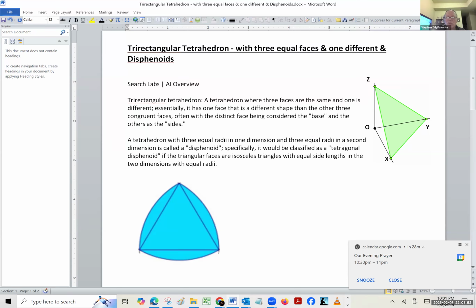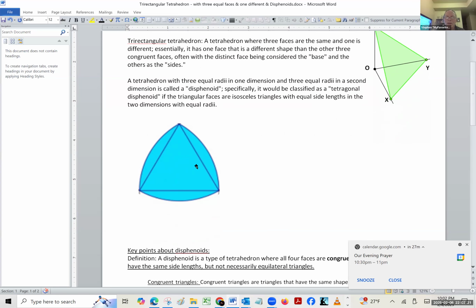I also found out that a tetrahedron with 3 equal radii in one dimension and 3 equal radii in a second dimension is called a disphenoid. Specifically, it would be classified as a tetragonal disphenoid, if the triangular faces are isosceles triangles with equal side lengths in the 2 dimensions with equal radii. See that these things need to be in 3 dimensions.